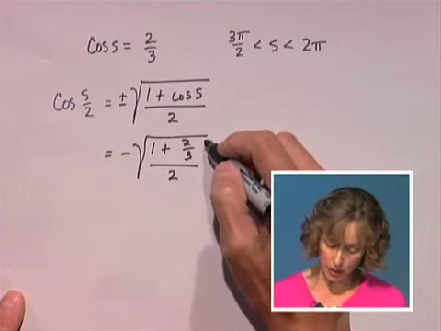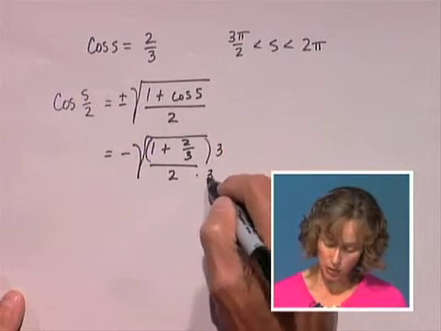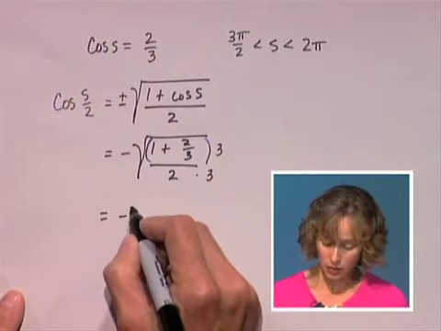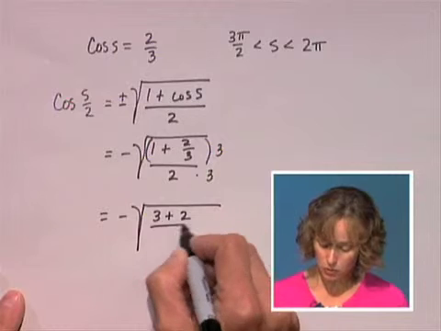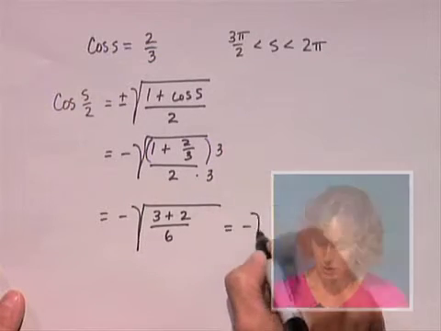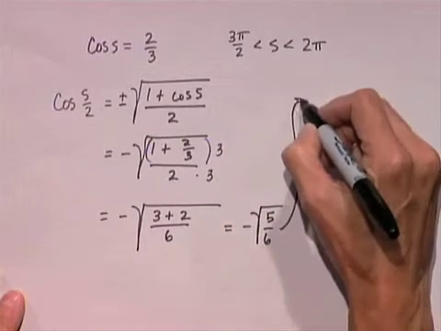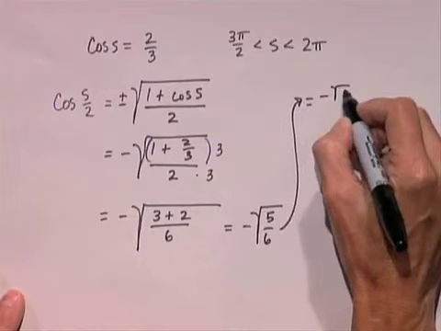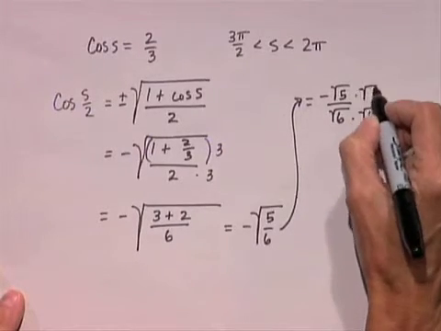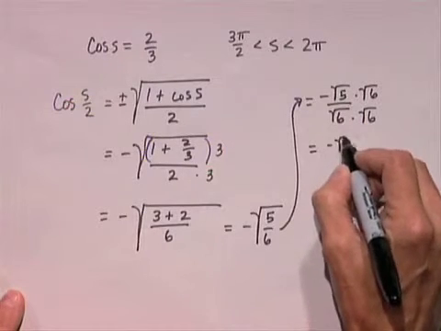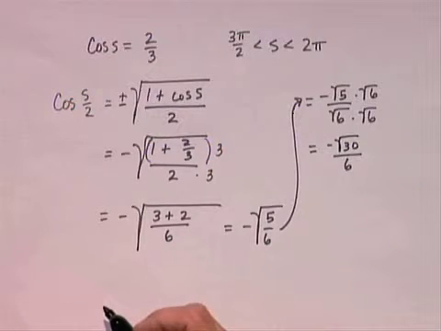And to simplify, I'll multiply the numerator here by 3 and the denominator by 3 within the radical, and have negative the square root of (3 plus 2) over 6, which is negative the square root of 5 over 6, and I should rationalize that denominator. I'll keep the square root of 5, but multiply the numerator and denominator by the square root of 6, and end up with negative square root 30 divided by 6 for the cosine of s over 2.